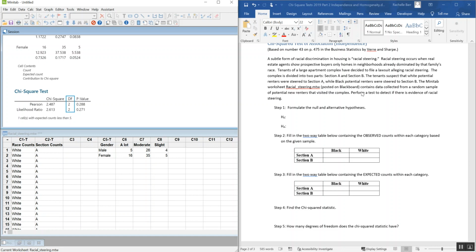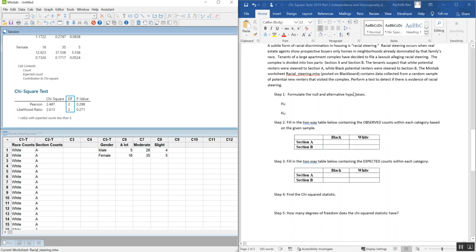So what they did is they took sales, I think it's all sales that they did, and looked at the races of those people in the two different parts. They called them Section A and Section B to see if there was indeed racial steering present.